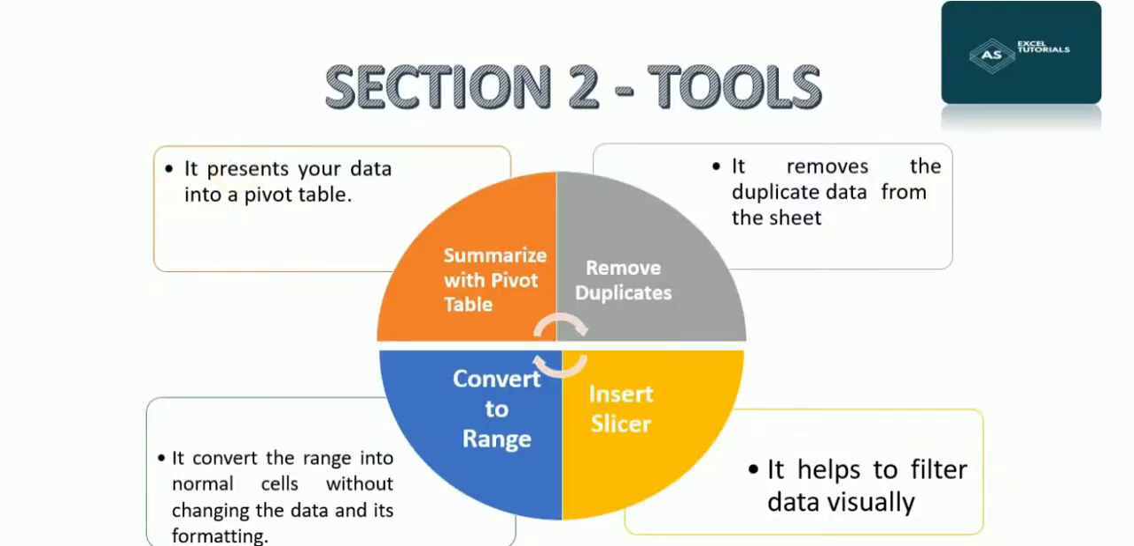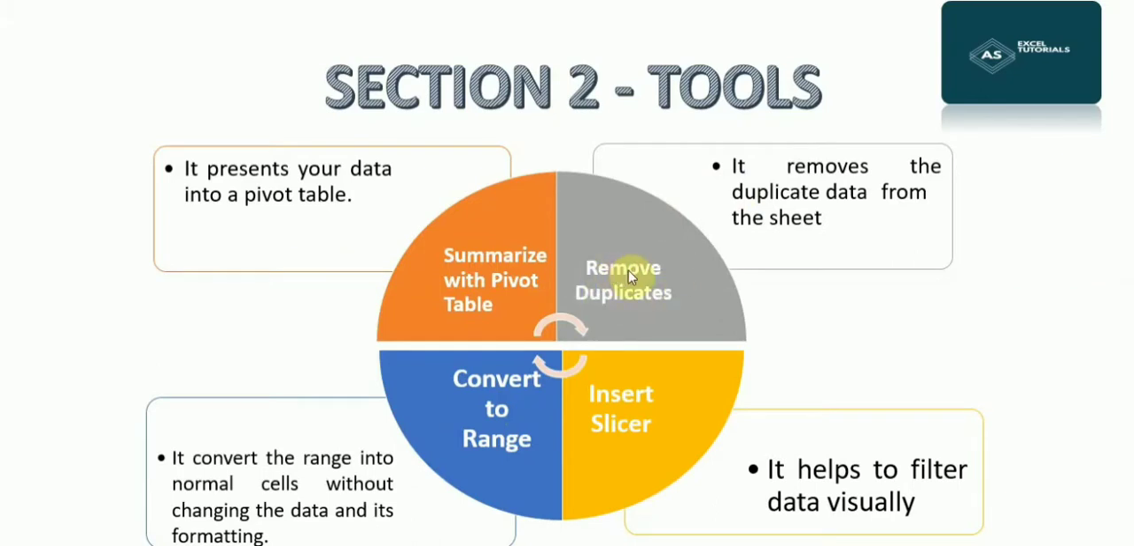Now we'll come to the next section, section 2 of design, that is tools. Now tools contains all these things. It will contain summarize with pivot table, remove duplicates, insert slicer and convert to range. Now what are these? What are their roles? Summarize with pivot table presents your data in a pivot table. Now what is a pivot table? A pivot table is a table that helps you see your complicated data in a very easy way.